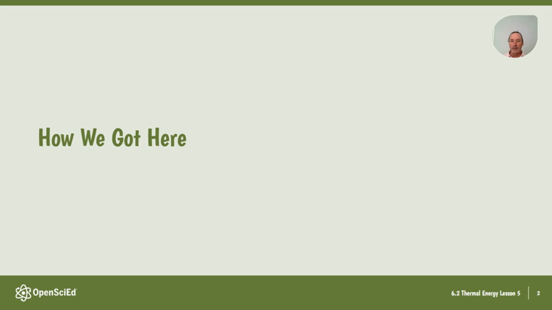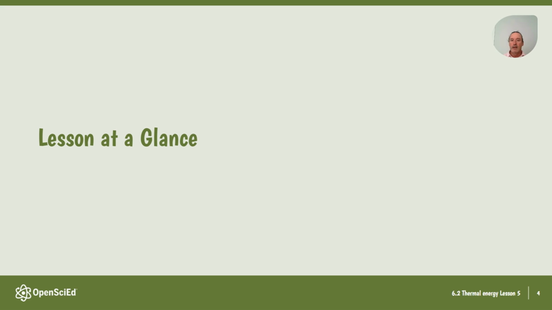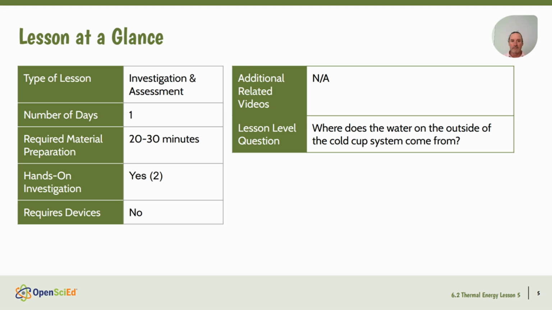So how did we get here? We did lesson 4, which is a big lesson. We redesigned our lid investigation. We modeled in several ways how a lid affects mass loss using drawing and manipulatives. And we figured out a bunch of stuff, like the lids help keep the temperature constant, that open cup systems can lose mass through evaporation, water and air are made of particles, and that we can explain real world events using particle models. Which brings us to lesson 5.